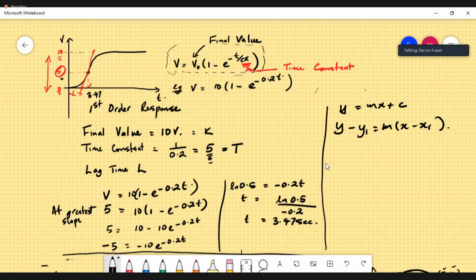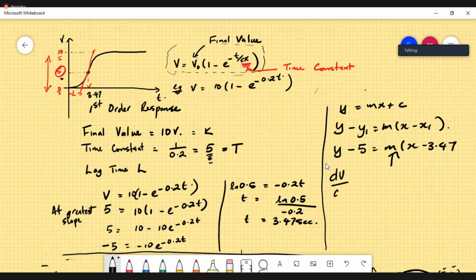So we know a point on the line. It's 3.47 is the x. So y minus 5 is equal to m(x minus 3.47). So we need to find m. But m is a gradient, so all we have to do is differentiate this to find the gradient. So dv by dt, what's that going to be equal to?